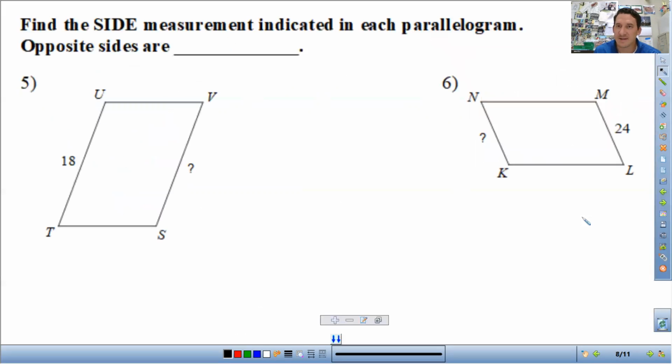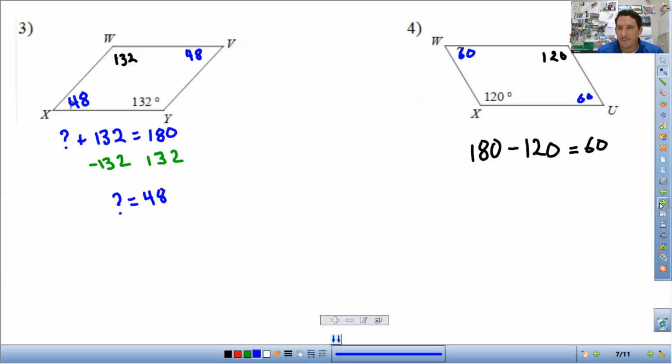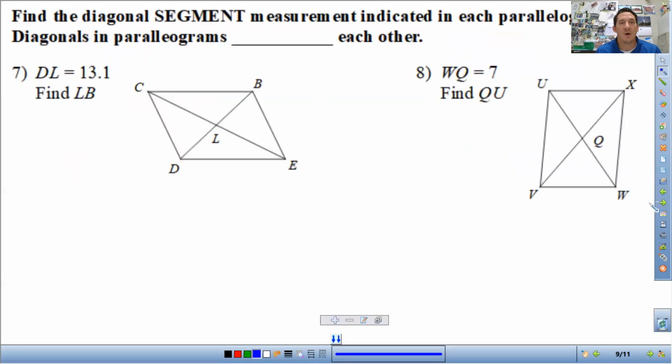The sides are pretty easy. Again, opposite sides are congruent, or the same. So if that's 18, the side across from it is 18. If that's 24, the side across from it is 24. That's it. Wrong button. Here we go. Last, the diagonals in parallelograms bisect each other.